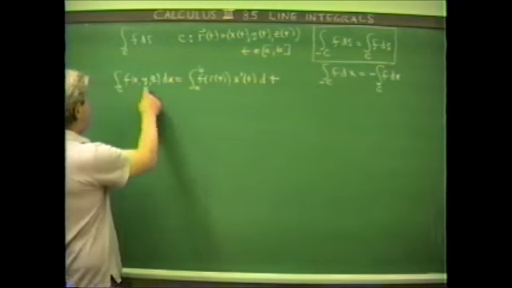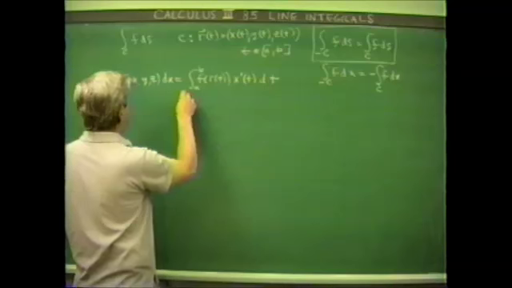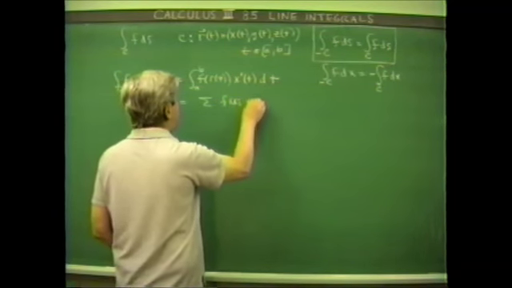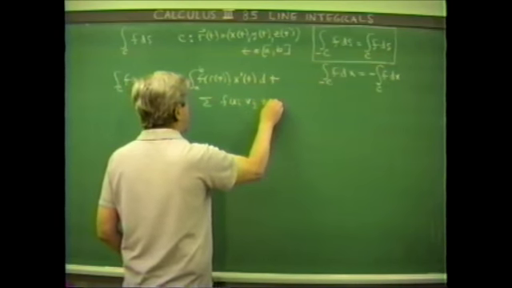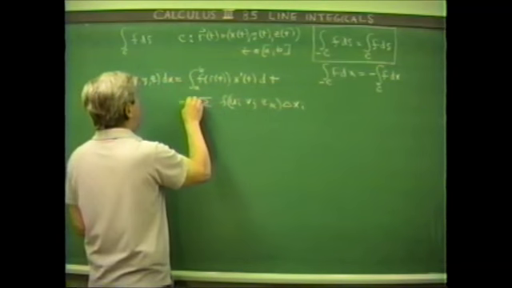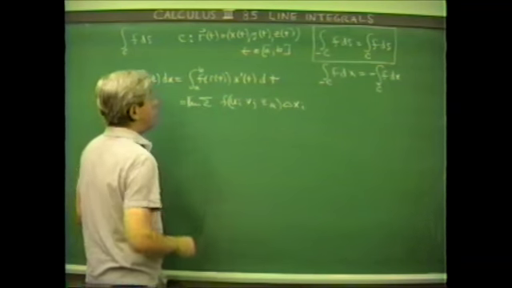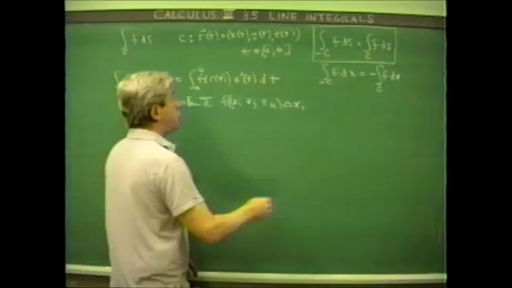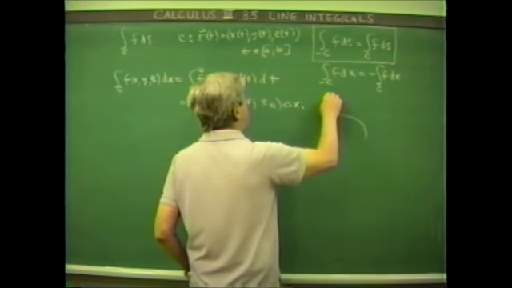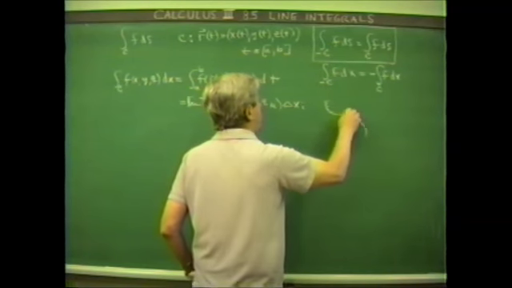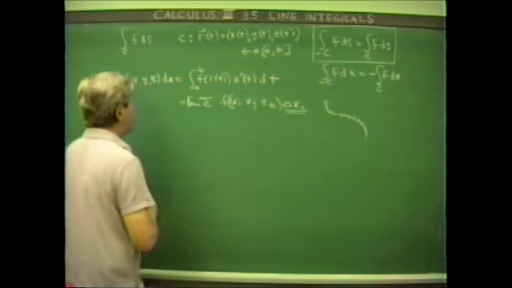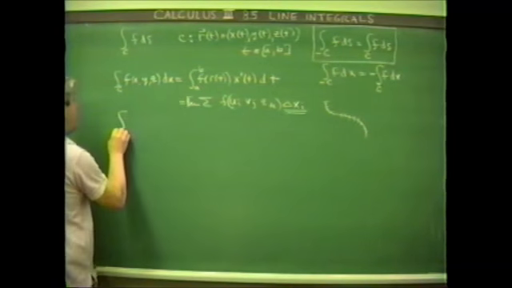Now, if you define this as the summation of f of ui, vj, zk, delta xi, in the limit as the norm of the partition goes to 0, then what you're doing essentially is considering the function as if it were a value along the curve and partitioning it, but adding the change in x at each point. Similarly, you can do this.